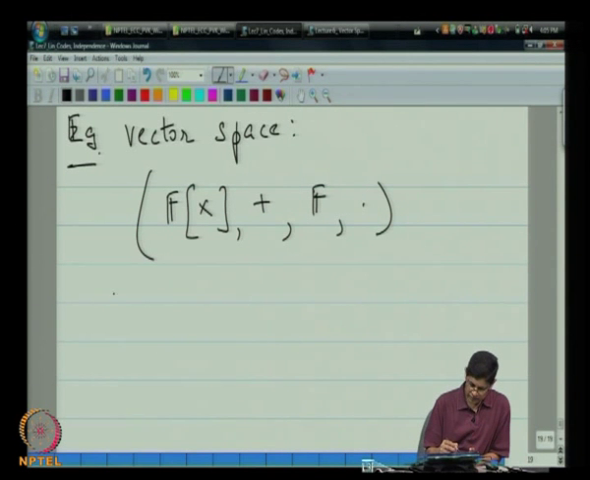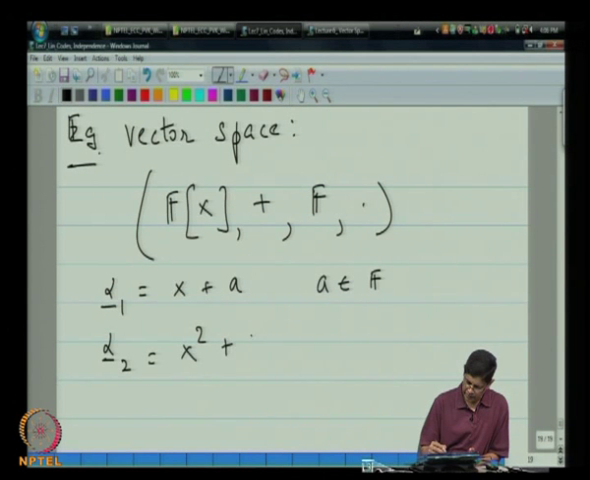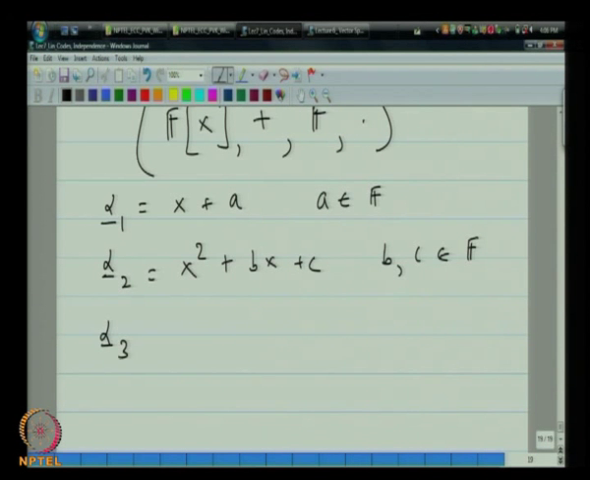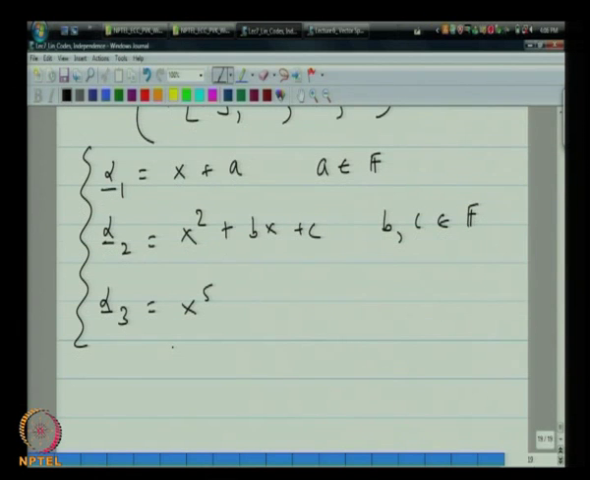and so examples of vectors might be alpha 1 is x plus a, where a belongs to the field, or alpha 2 is x squared plus bx plus c, where b and c belong to F, and alpha 3 might be x to the 5. And again you can satisfy yourself that these are linearly independent, that is, there is no linear combination of them in which the 3 combining coefficients are non-zero can actually give you 0. Okay.